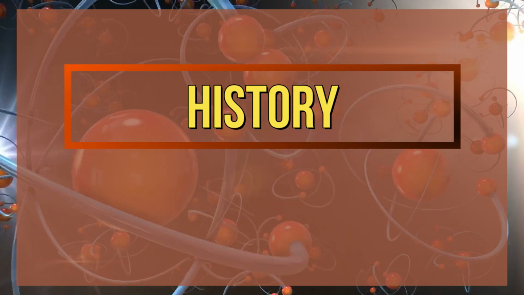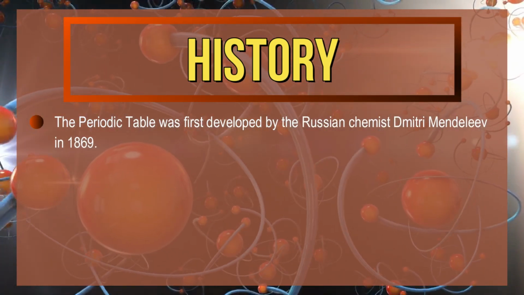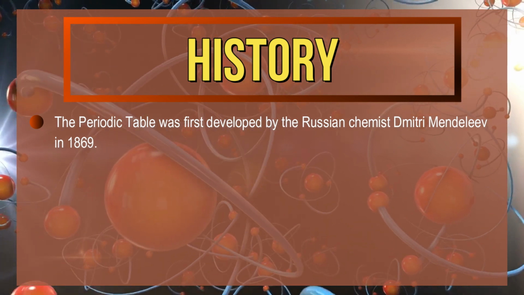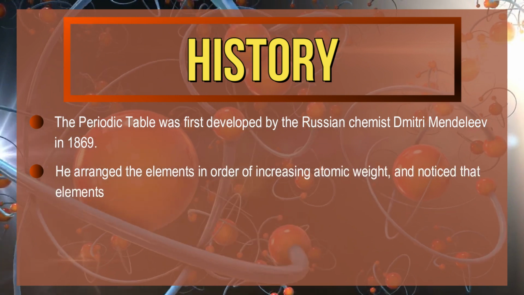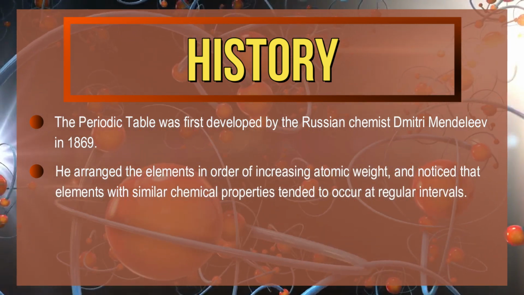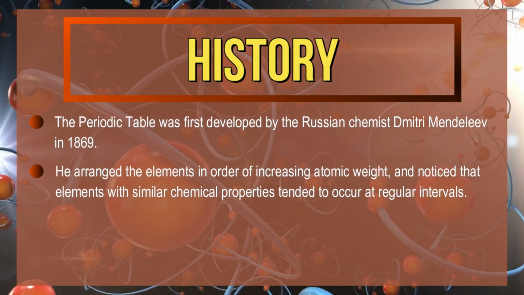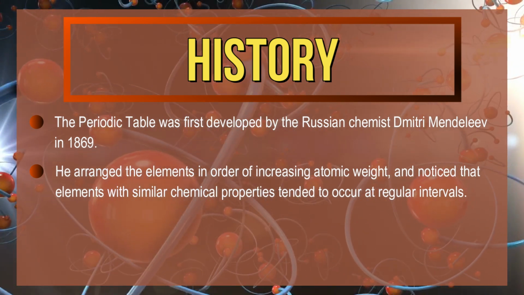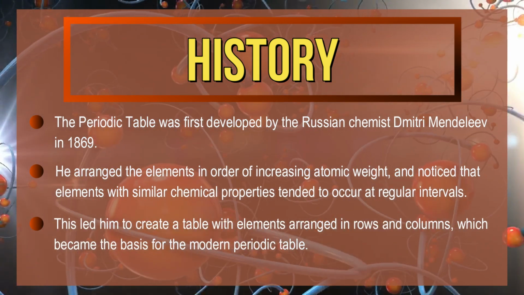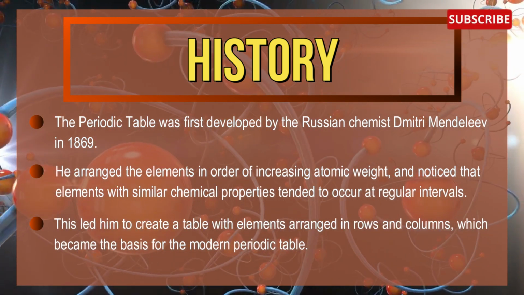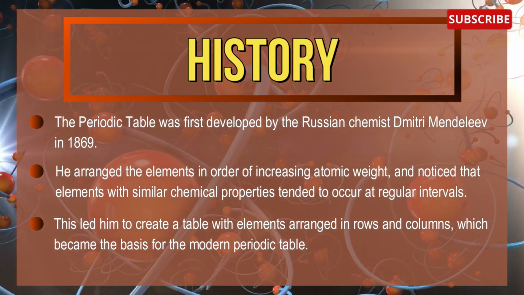Let's see the history behind the periodic table. The periodic table was first developed by the Russian chemist Dmitri Mendeleev in 1869. He arranged the elements in order of increasing atomic weight and noticed that elements with similar chemical properties tend to occur at regular intervals. This led him to create a table with elements arranged in rows and columns, which became the basis for the modern periodic table.